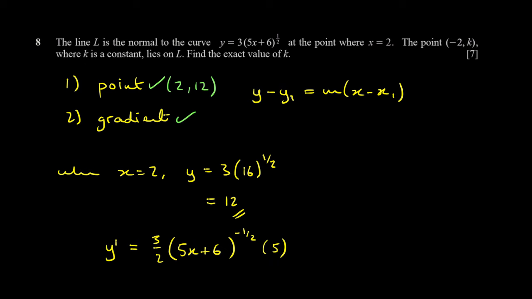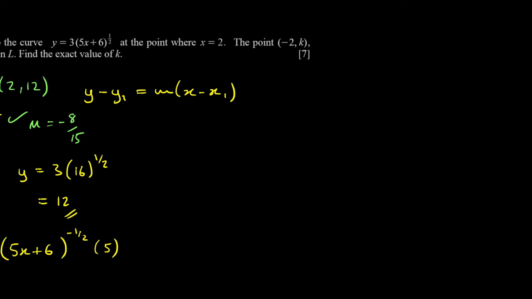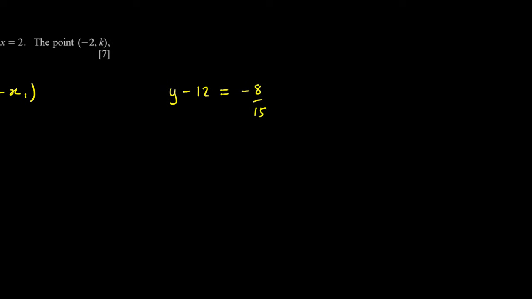Okay, so now we've got the gradient. m is equal to -8/15. Well, if that's the case, then it's just a matter of substituting into that formula there. So I'm just going to move to the right just so that I can get a bit more space. So I'm going to do y minus y1, which is 12, is equal to m, -8 upon 15, times x minus 2. Okay, x minus 2. And that's already the equation of our line L.